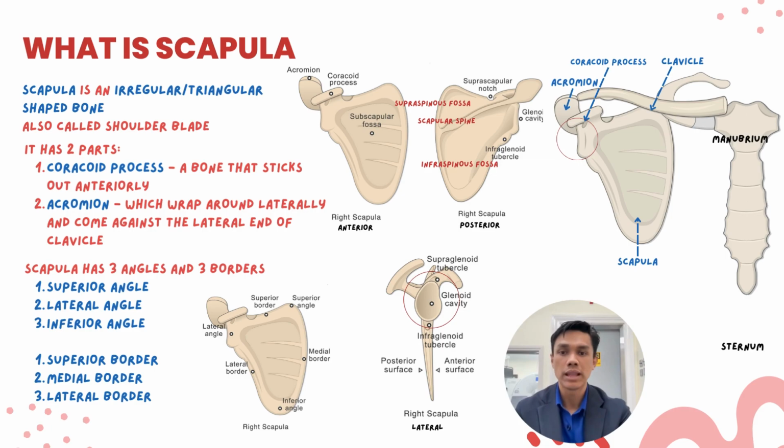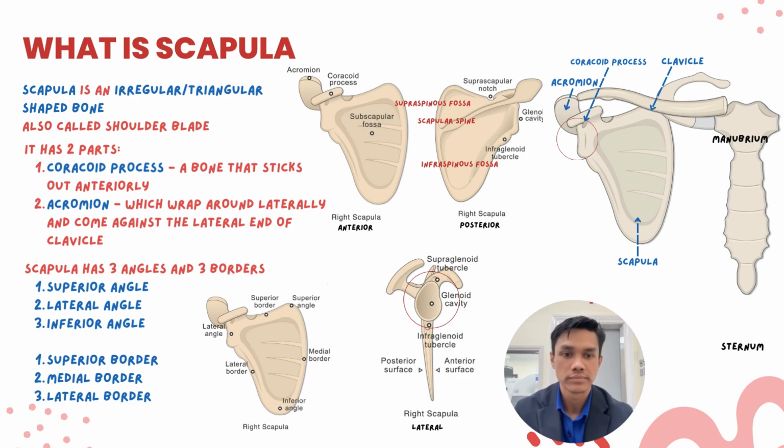And there's a small bump-like projection, the supraglenoid tubercle. It's located above the glenoid cavity, and is most easily observed from a lateral view. An indentation called the suprascapular notch appears on the superior border medial to the base of the coracoid process. So now we have the scapula, the coracoid process, the acromion, and the glenoid cavity.